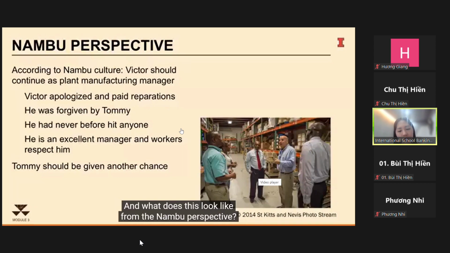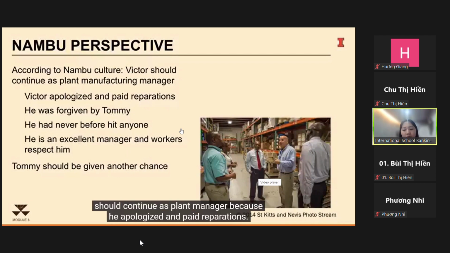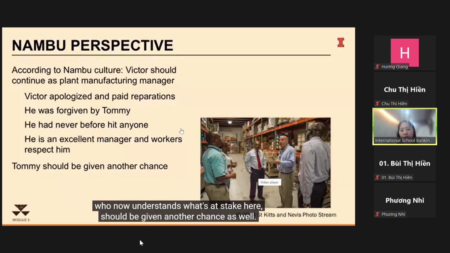And what does this look like from the Nambu perspective? According to Nambu culture, Victor should continue as plant manager because he apologized and paid reparations. He's forgiven, and he's been forgiven by Tommy, and he's forgiven Tommy. He's never hit anybody before. He's an excellent manager. And Tommy, who now understands what's at stake here, should be given another chance as well.